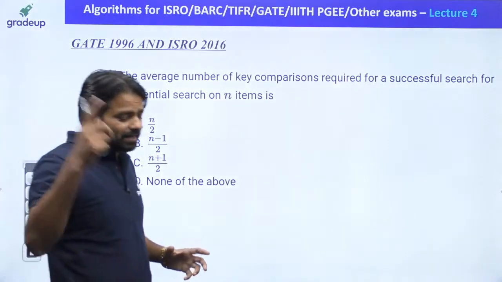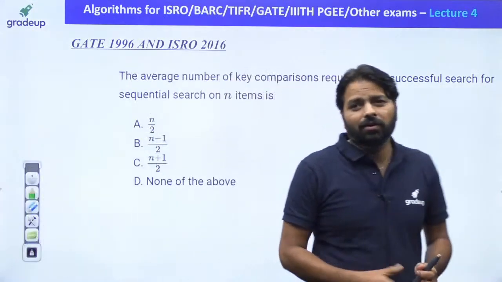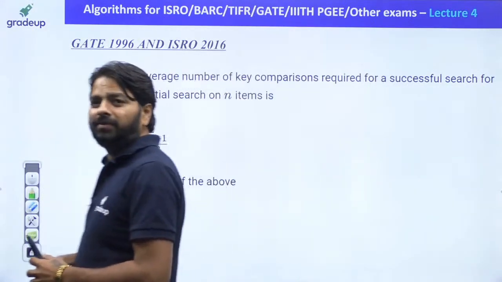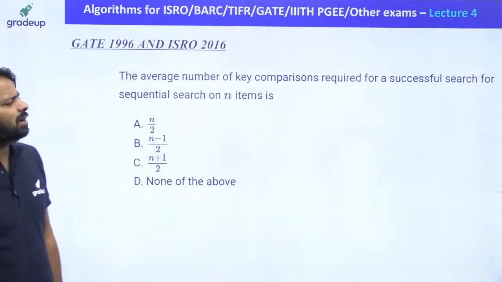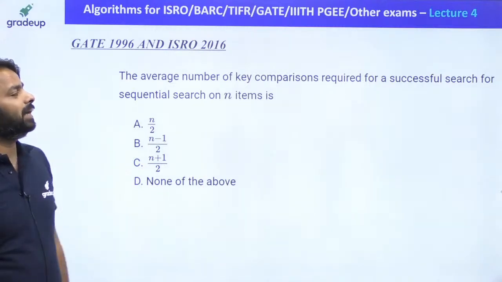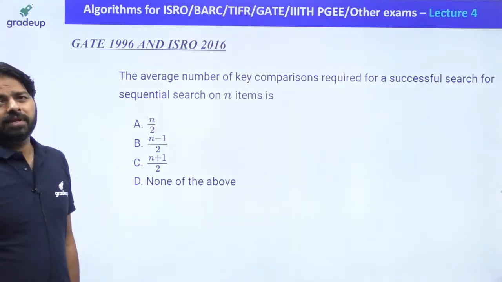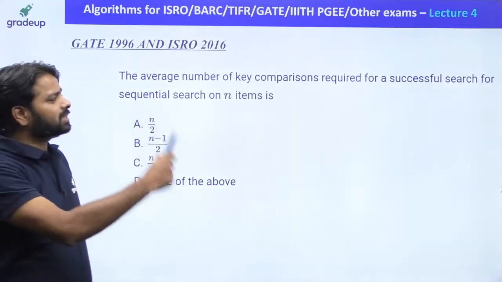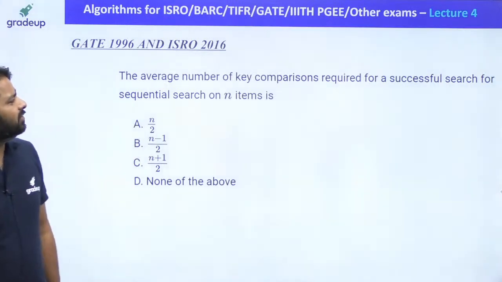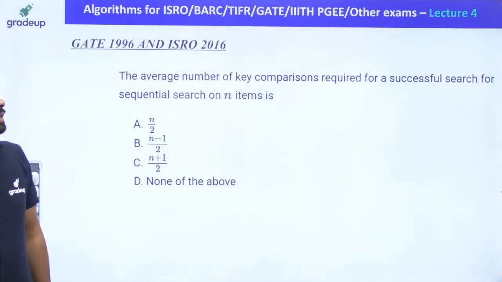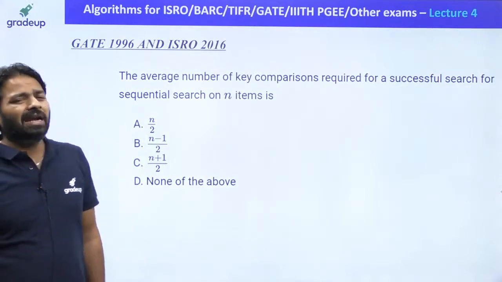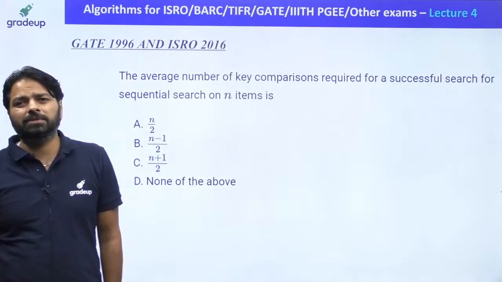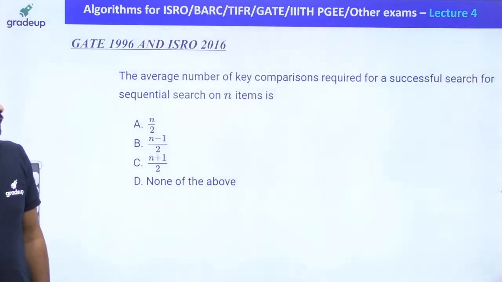Okay, this is another one. Yesterday Bharathendu was asking about it. Now look at this one: average number of key comparisons. Do you remember, Bharathendu, the question you were asking yesterday? Average number of key comparisons required for a successful search for a linear or sequential search of n items. Let's see what the right answer could be.